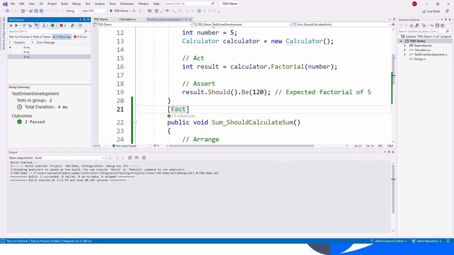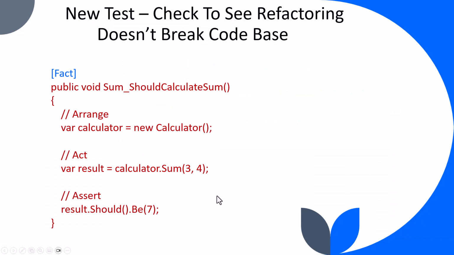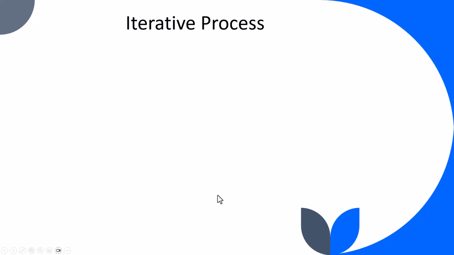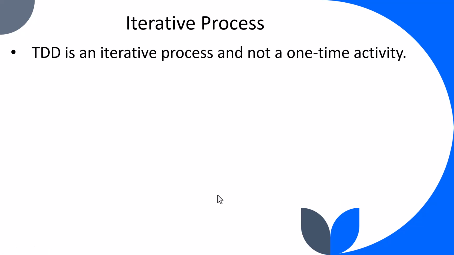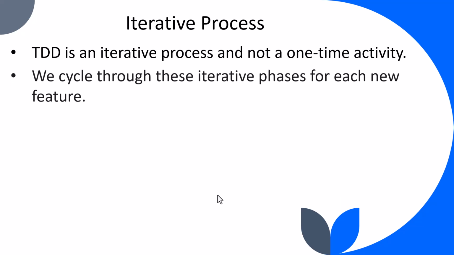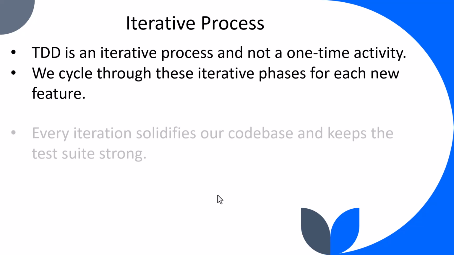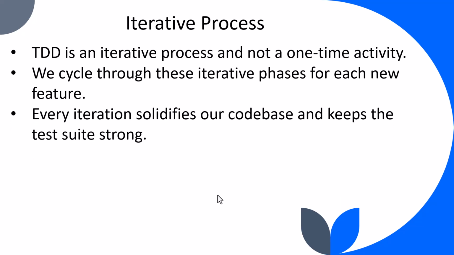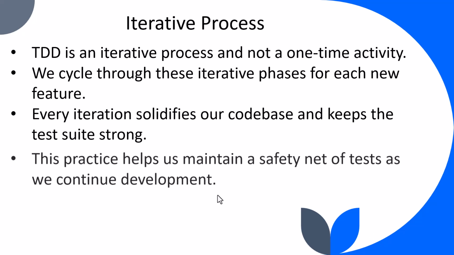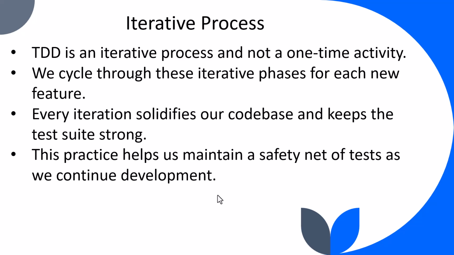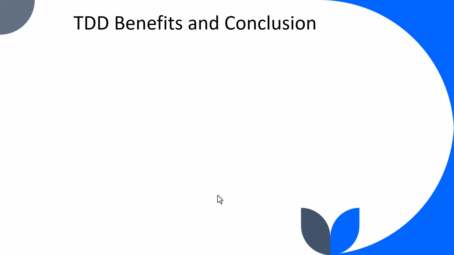So what is the next slide? Let's flip over to the slideshow once again and see the iterative process. TDD, as we have seen, is an iterative process and not a one-time activity. We cycle through these iterative phases for each new feature, and every iteration solidifies our code base and keeps the test suite strong. This practice helps us maintain a safety net of tests as we continue development.